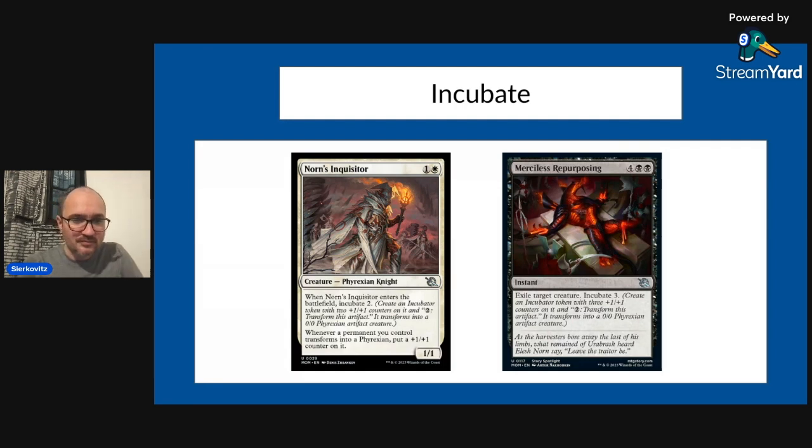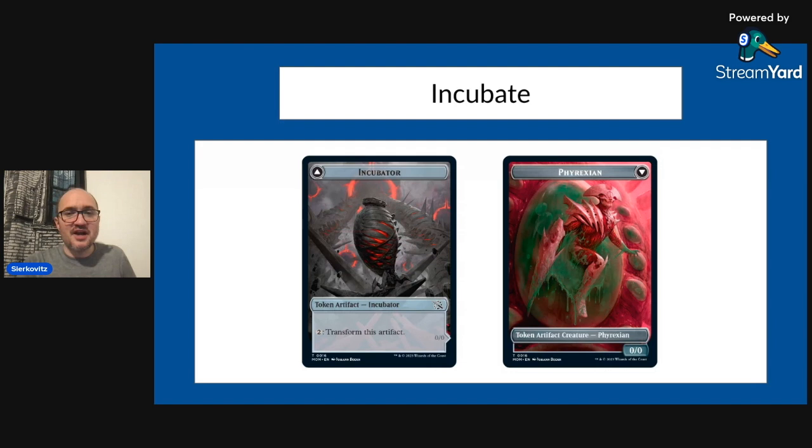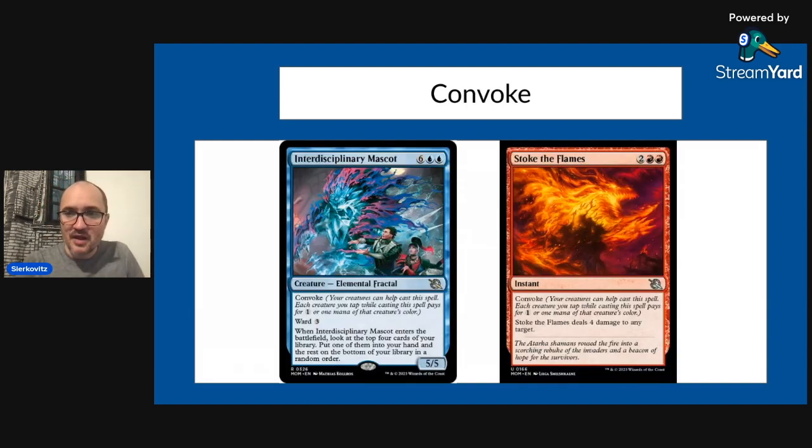Okay. So this is how those incubator tokens look. On one side, you got this incubator, transform this artifact, and on the flip side, you have a 0/0 artifact creature Phyrexian with as many +1/+1 counters as the incubator had when it was cast. Also, worth noting, these are artifacts, so artifact removal might actually be playable in the set because multiple decks might have those incubator tokens somewhere around, and it will always be nice to nab one if there is a spell that has some other utility.